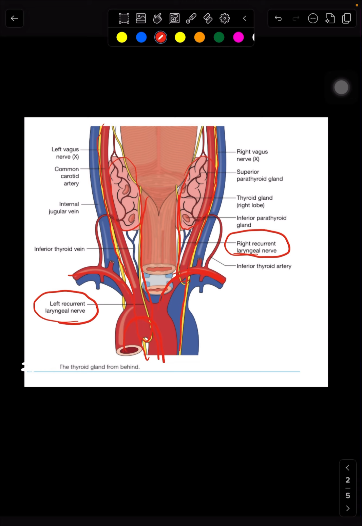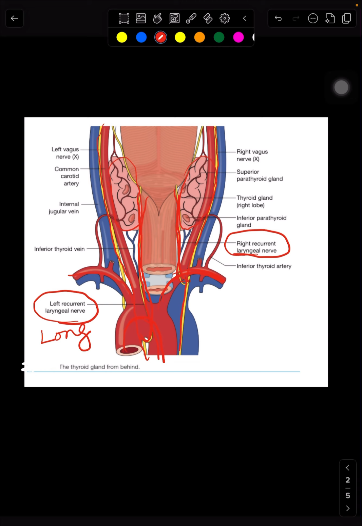Basically, the left recurrent laryngeal nerve has a longer course and is more towards the midline compared to the right recurrent laryngeal nerve. So this is the question. The left recurrent laryngeal nerve is longer and more towards the midline compared to the right. We can remember L for left and L for long. Another thing is the relationship of the nerve with the artery.